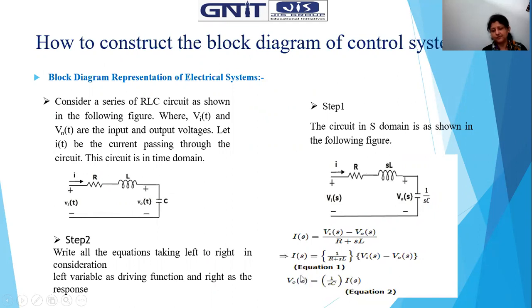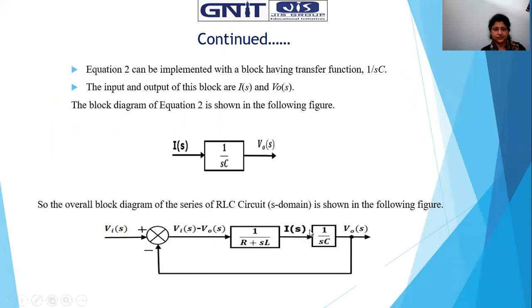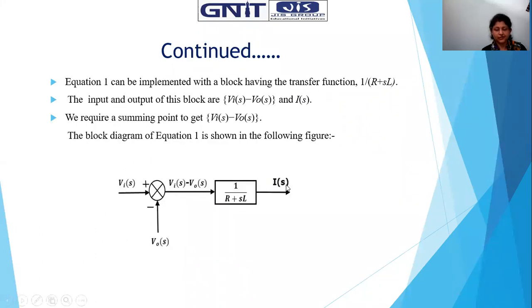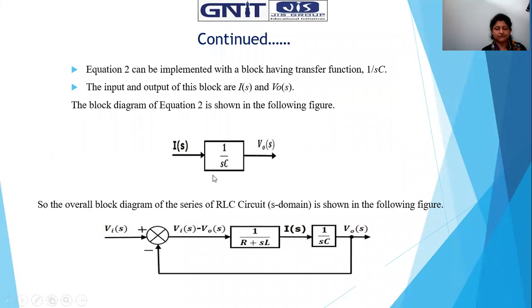Then we have to represent the VOS. So what is VOS? 1 by SC IS, right? So moving towards that part. Once we got IS, then coming to that part, IS having the transfer function, what we have, 1 by SC. IS, VOS becomes IS into 1 by SC, right? What was the equation? Equation number 2, VOS that is basically IS by SC, right?